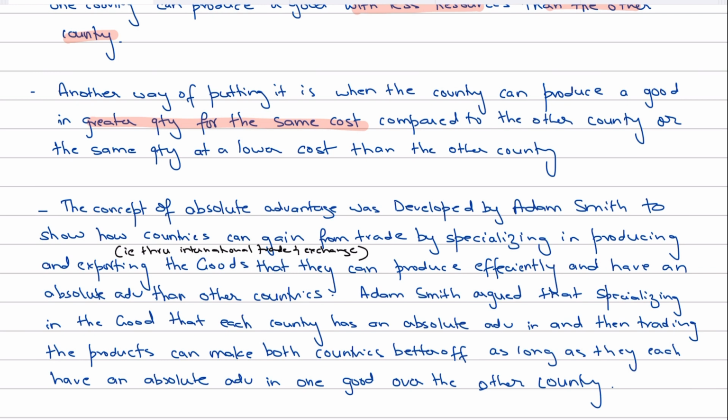Or both countries could be producing the same quantities. Let's say country A is producing 8 units of a good and country B is also producing 8 units of the good, but country A is producing its 8 units using fewer resources, at a lower average cost of production. Then that country is said to have an absolute advantage in that particular good, which it can produce using fewer resources or at a lower cost of production.